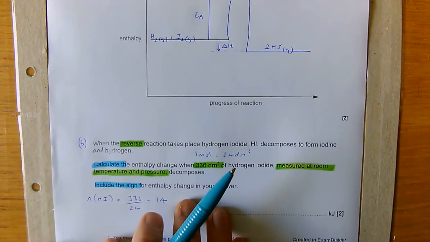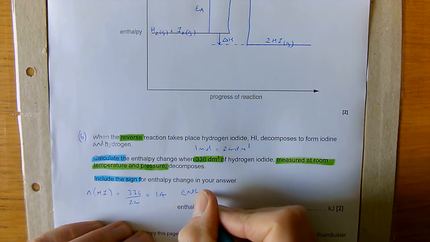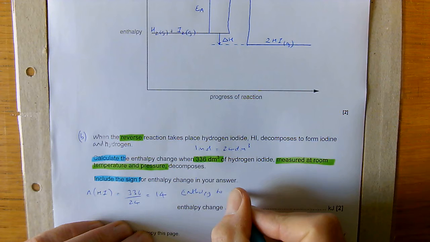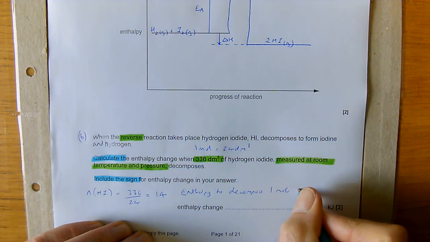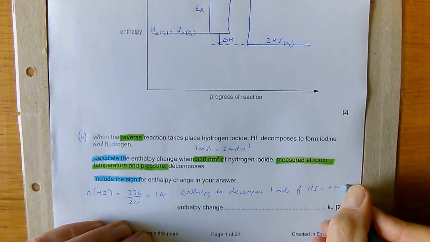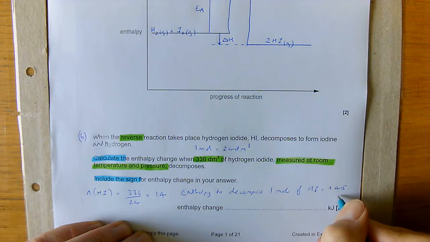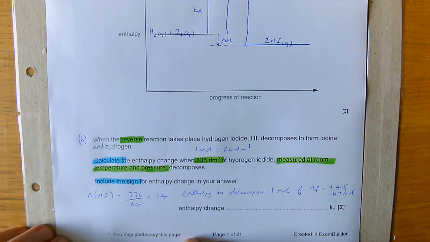So the number we're going to be looking to use in this calculation here is the enthalpy to decompose 1 mole of HI equals plus 4.5 kilojoules per mole. So we change the sign because the reaction is in reverse, and we also have to halve the number because in the original equation we were making 2 moles of HI.